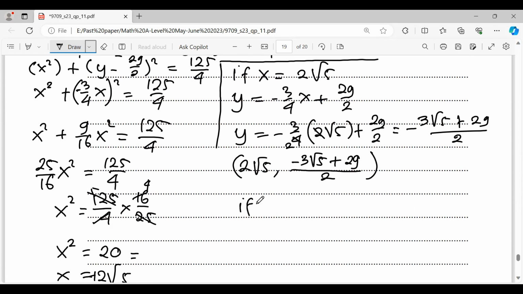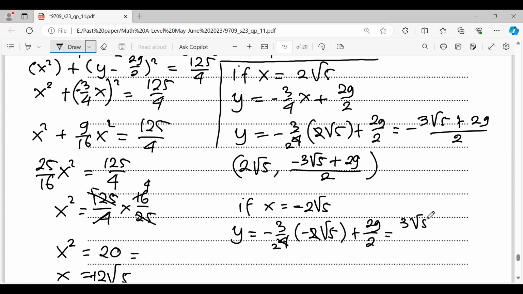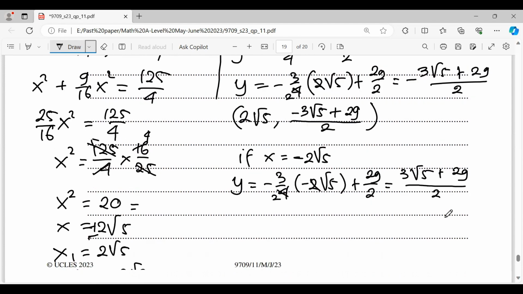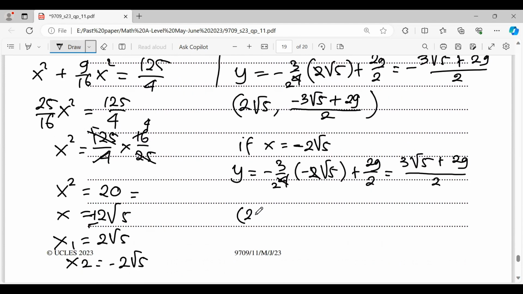Now, how about if x equals negative 2 square root 5? This equation becomes y equals negative 3/4 times negative 2 square root 5 plus 29 over 2. It becomes positive, 3 square root 5 over 2 plus 29 over 2. So the coordinate point is (negative 2 square root 5, 3 square root 5 over 2 plus 29 over 2).